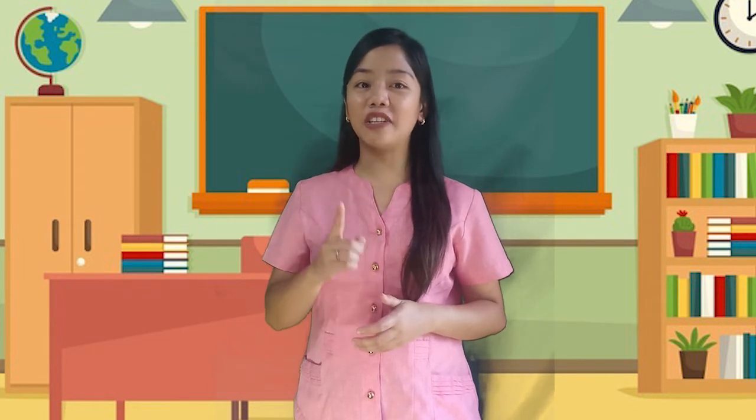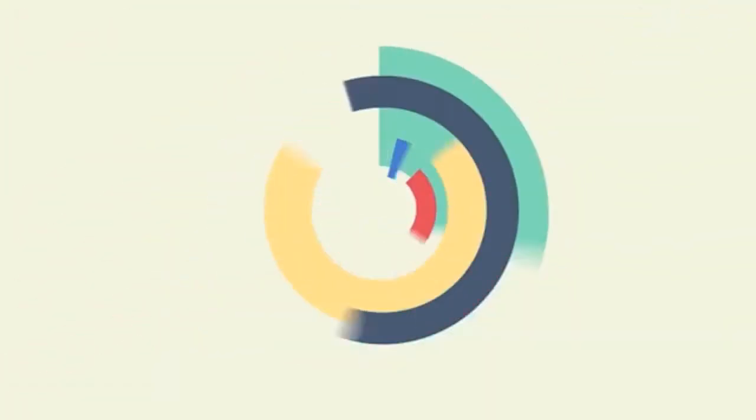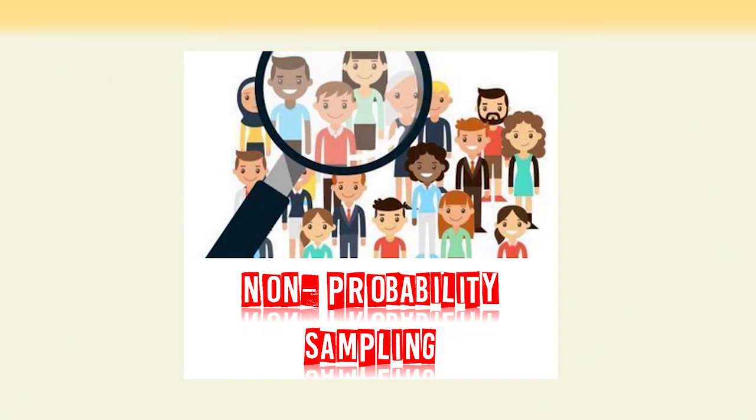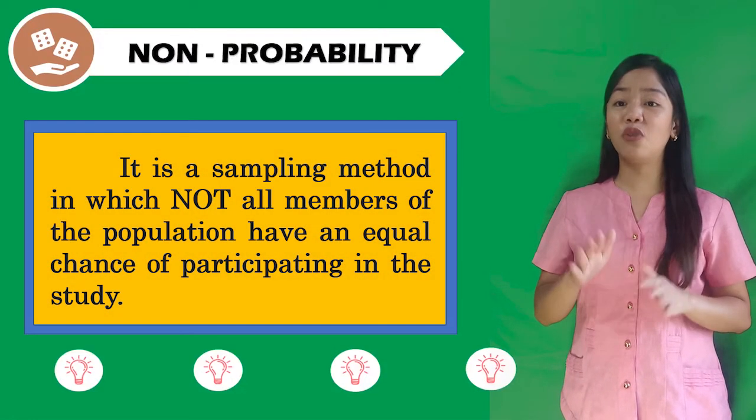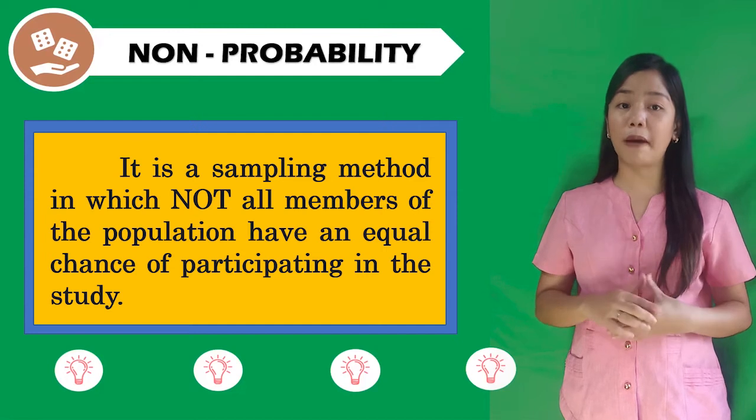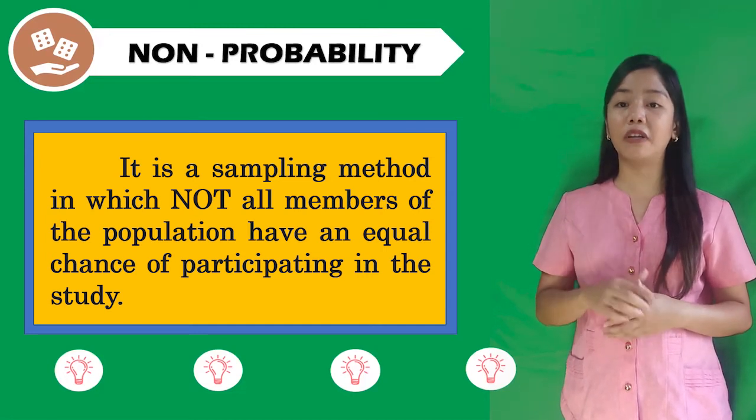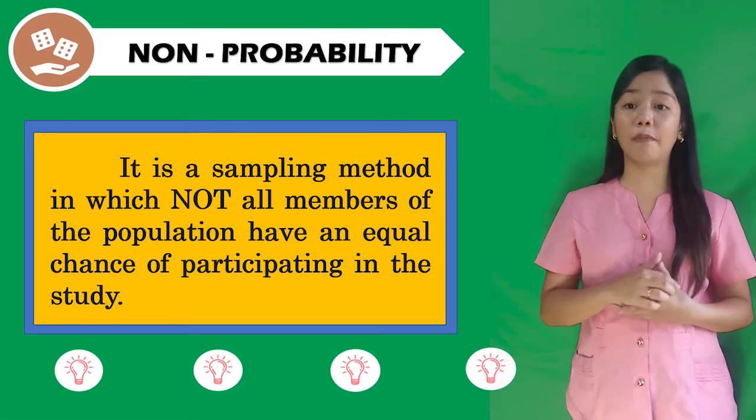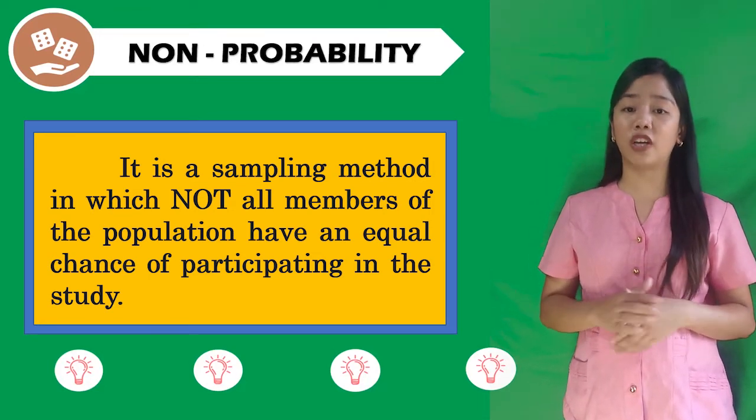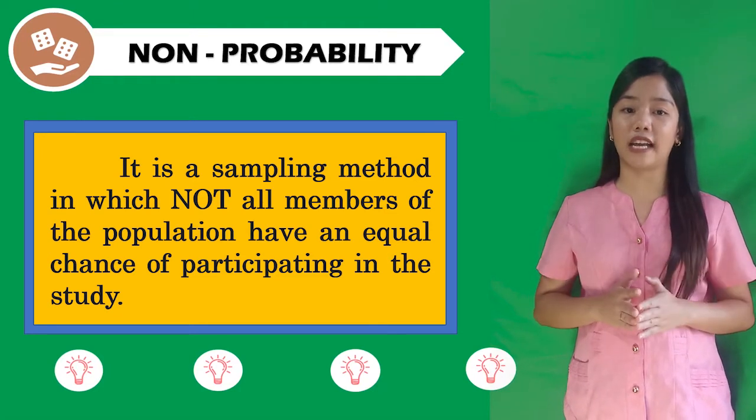And that's all about probability sampling and its types of sampling techniques. At this juncture, let us move on to non-probability sampling. This one is a sampling method in which not all members of the population have an equal chance of participating in the study. Unlike in probability sampling, where each member of the population has a known chance of being selected.